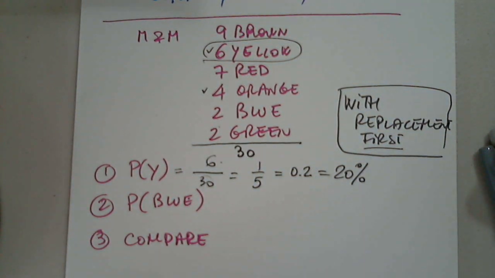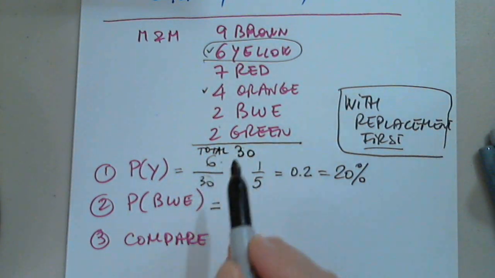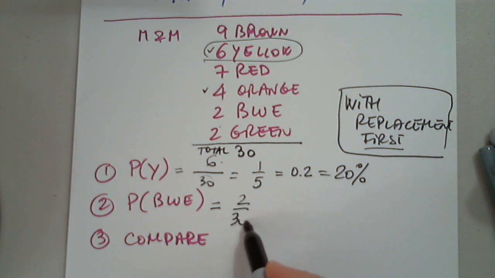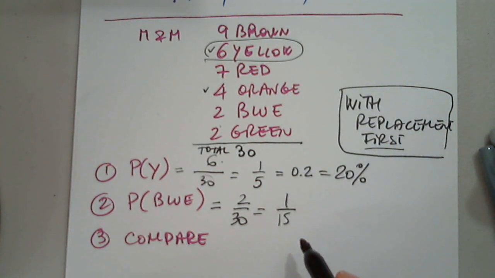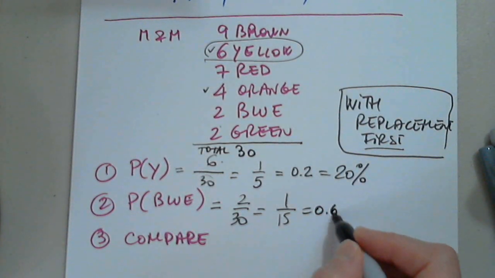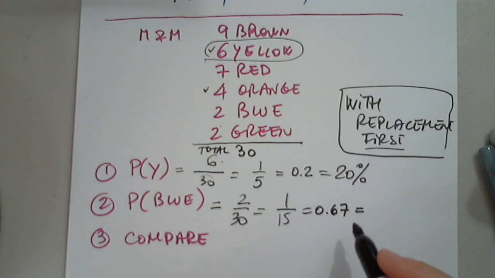Excellent. Assuming now we are not eating the yellow M&M and we put it back, what will be the probability of selecting a blue without looking? First, I need the fraction for everyone to see. 2 divided by 30. We simplify by 2 and we get 1 over 15. And we change that into decimals, 0.067, or 6.7%.